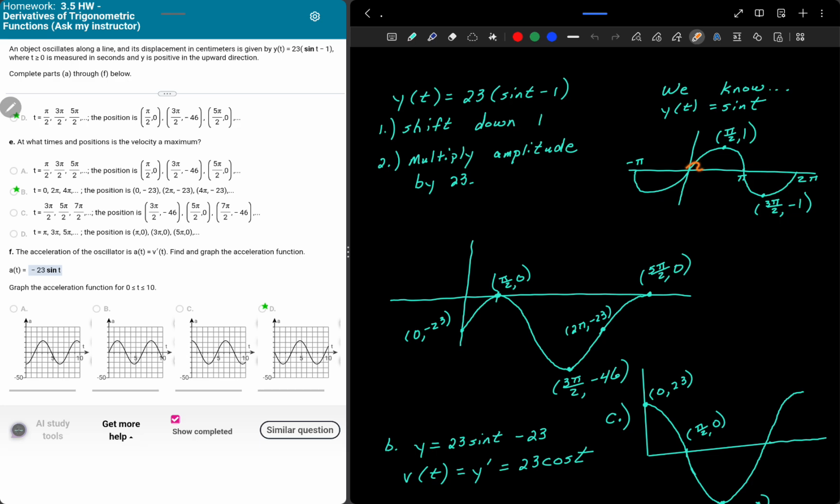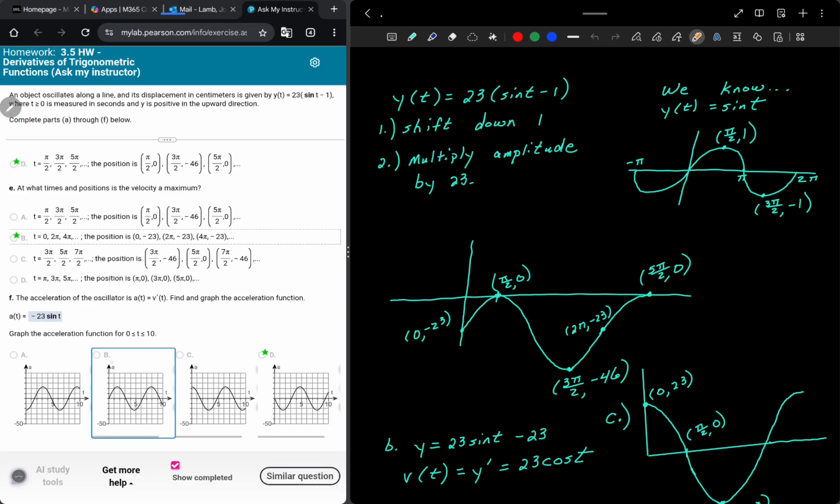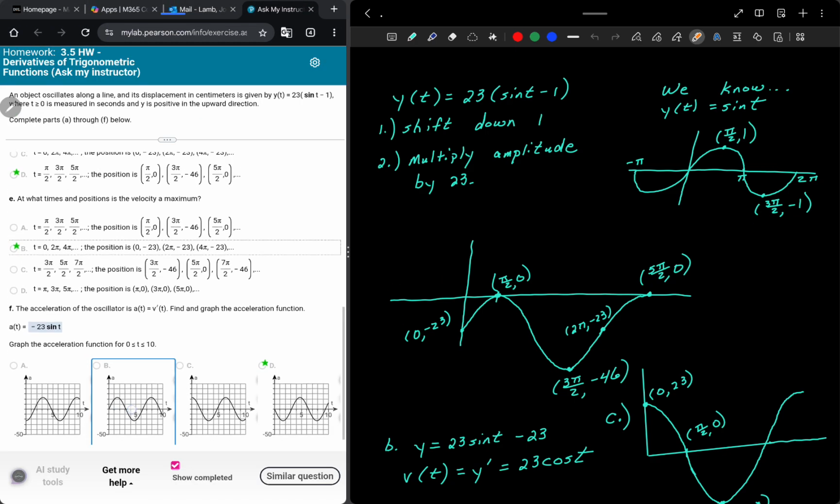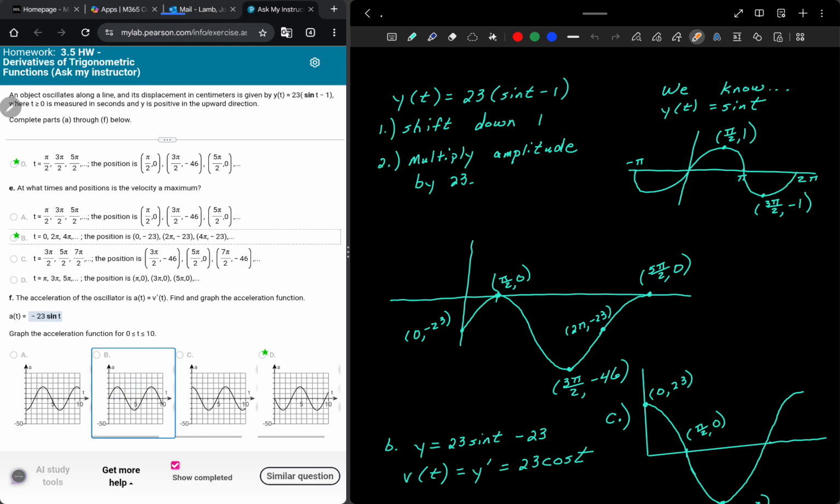And when I'm looking at that here, it cannot be, let's see, the first one, because we know if we're just saying negative 23 sine t, we're starting at the origin. So A doesn't start at the origin, can't be that. B does start at the origin, but notice it goes upwards. The negative sine function is going to start off going downwards, so it can't be B. A doesn't start at the origin, can't be that.